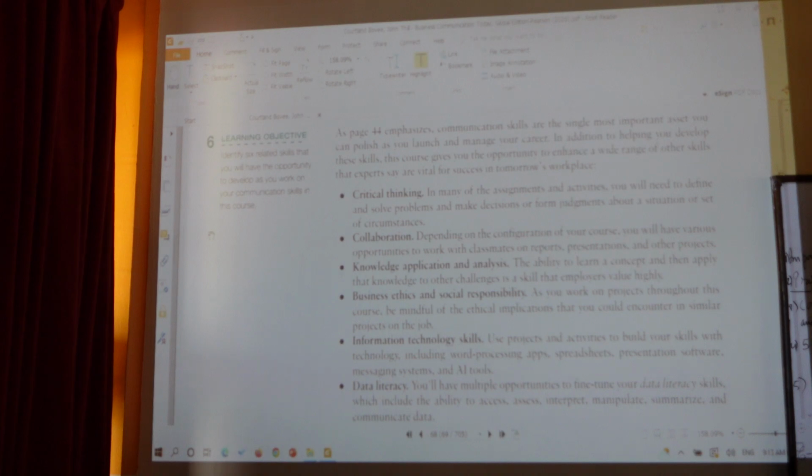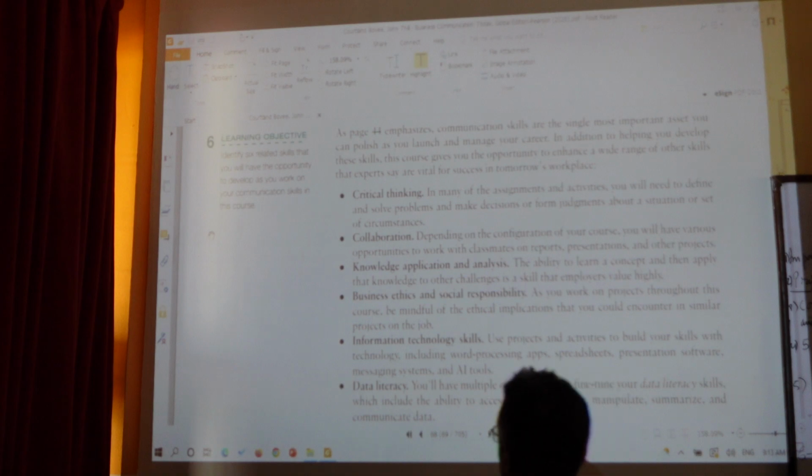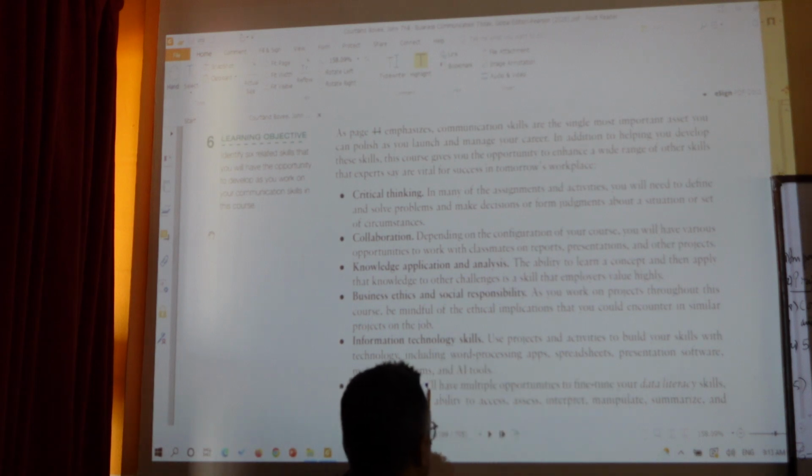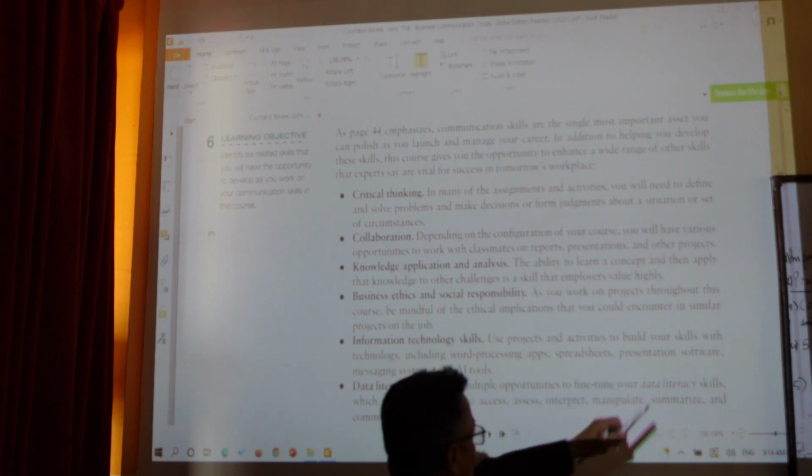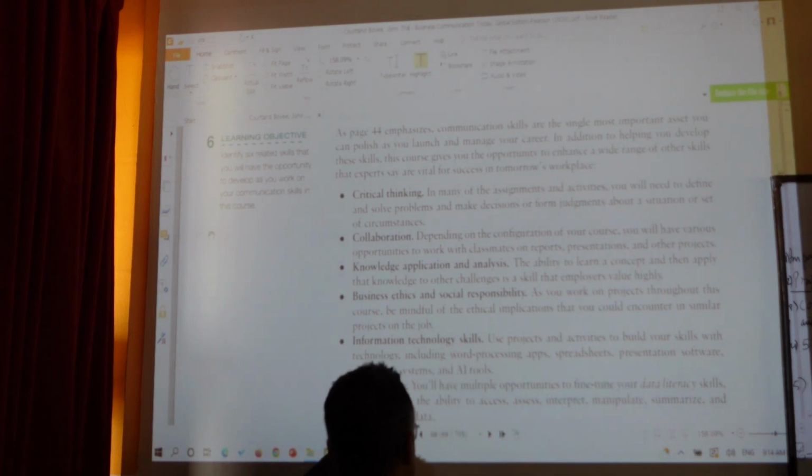Use projects and activities to build your skills with technology, including word processing apps, spreadsheets, presentation software, messaging system, and AI tools. So in this course, you will learn about technology, right? Like word processing apps or Excel, PowerPoint, and then messaging systems and artificial intelligence tools, right?